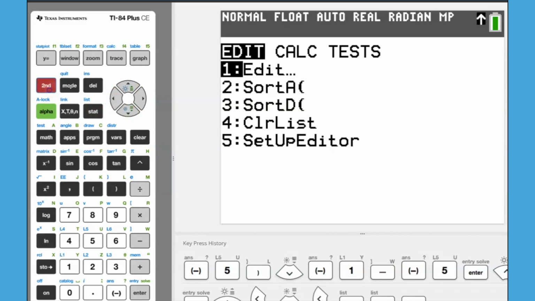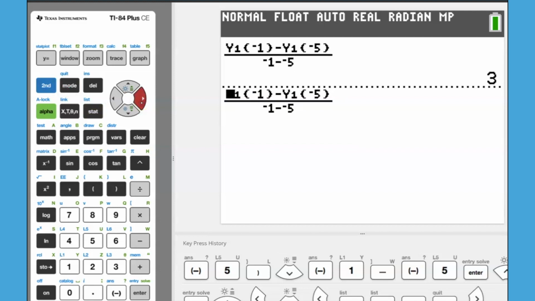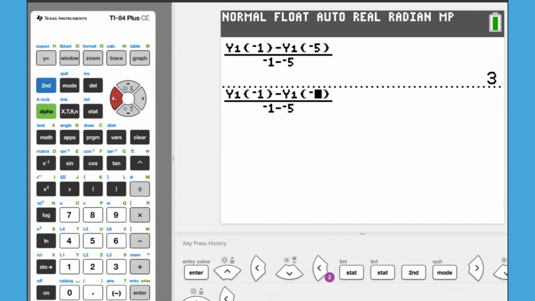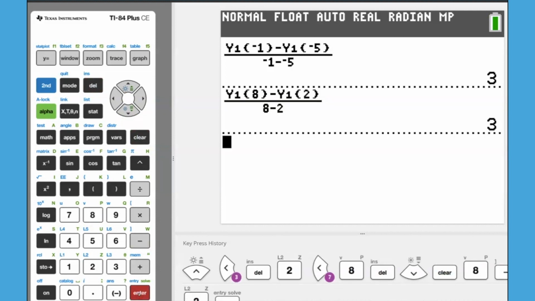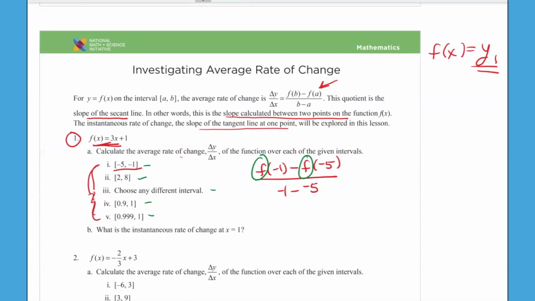oh goodness, let's go back, second mode, there we go. All right, so I keep hitting the down arrow. Let's try that again. Okay, so that is going to be a 2, and then keep going over, and this one is an 8. Remember, we're on the interval 2 to 8, and then the bottom is going to be 8 minus 2. And if I hit enter, I get a 3. So just a little trick to help your students get more familiar with their calculator.